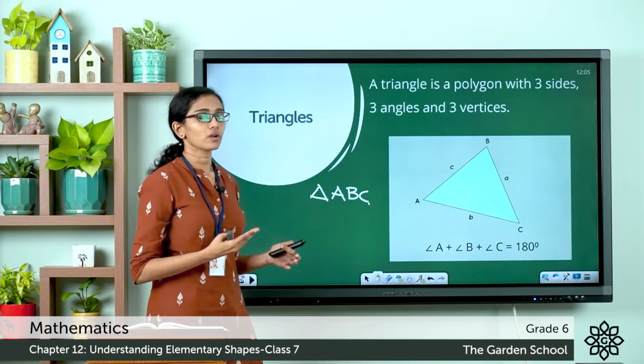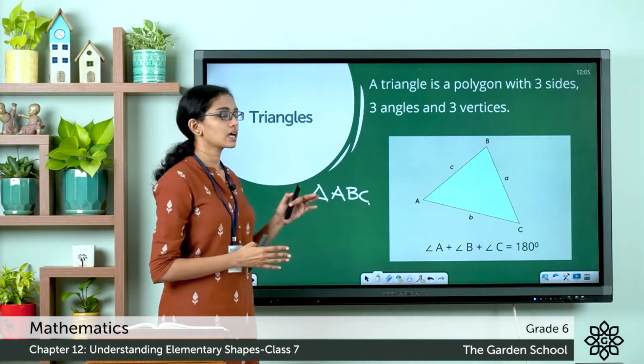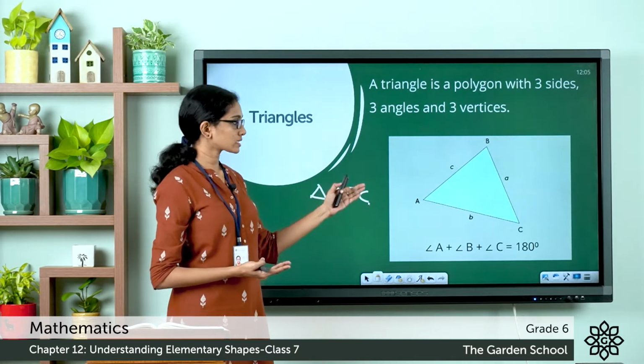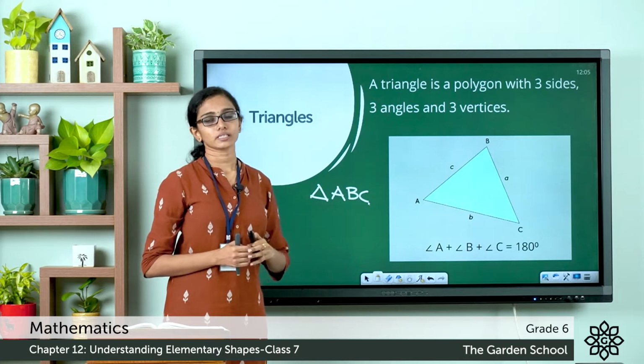So, a triangle is a polygon with 3 sides, 3 angles and 3 vertices. Which are the vertices here? Vertex A, vertex B and vertex C.